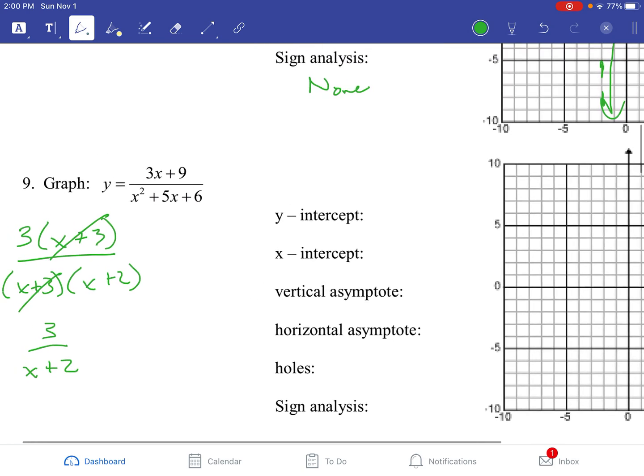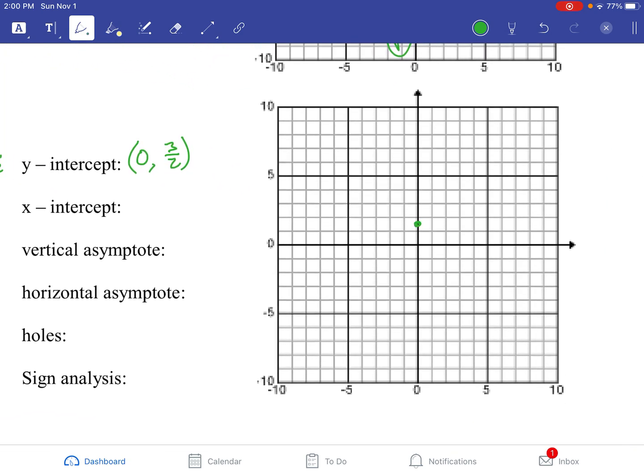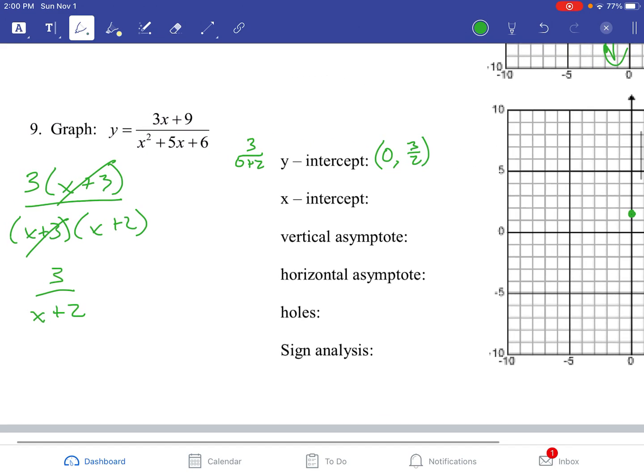For the y-intercept, we have 3 over x plus 2, so it's 3 over 0 plus 2, which is going to be 3 over 2. Go here and find 3 over 2 as our point, which is 1.5. For your x-intercept, 3 equals 0, which again is not a true statement, so this is not going to have an x-intercept. Your vertical asymptote, you have 3 over x, which is going to give you y equals, oops, sorry, that was a mistake. I did the wrong one first.